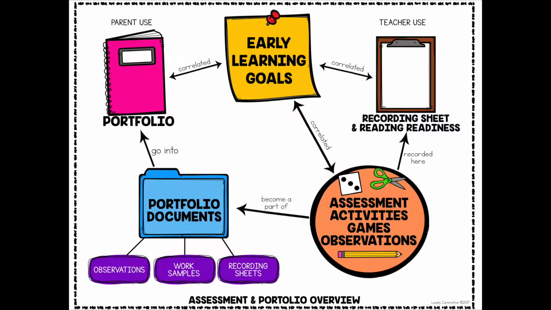I made this nifty little graphic here to explain how the parts of this packet come together. Kind of think of it like a bird's eye view. We're going to start at the core of the assessment packet, which are the early learning goals. And we talked about that in the module before this, and we talked about how to line these up with our state standards and your state goals. So your early learning goals are really at the core of what we assess and what we instruct.